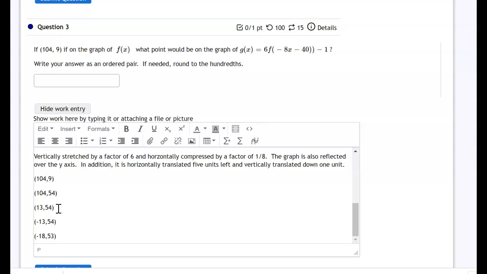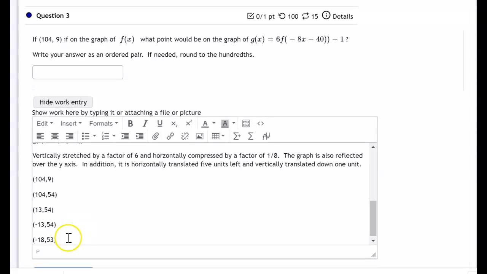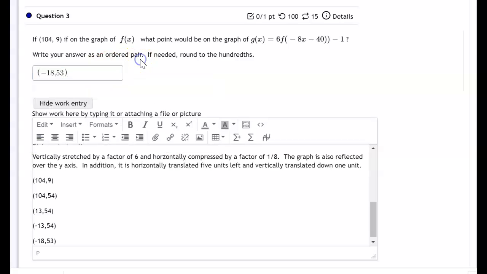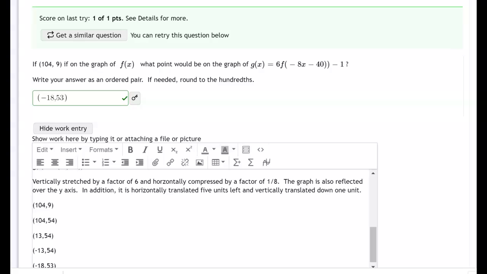Then I need to reflect over the y-axis, so (-1.25, 454). And then I need to move it down 1 unit and left 5. So I combine those two. You can do it in 2 separate steps. So left 5 brings you to -6.25 and down 1, 453. I'm going to type this in to check it, and I'm going to hit submit. And it looks like I did that question correctly.